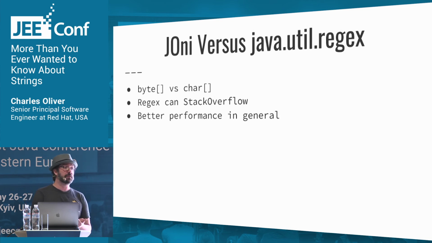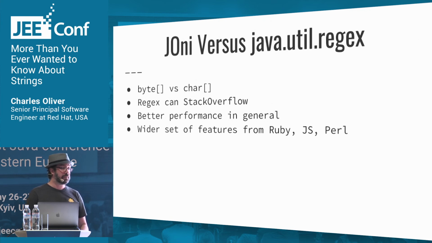It's also better performance in general. java.util.regex has not been updated in many years. We have a much better engine. We have our own little bytecode engine that runs on top of the JVM. So JOni almost always beats java.util.regex as far as performance. And then, of course, like I mentioned, the different array of grammars. You have all the features from Ruby regular expressions or Perl regular expressions, and you can use them on the JVM.